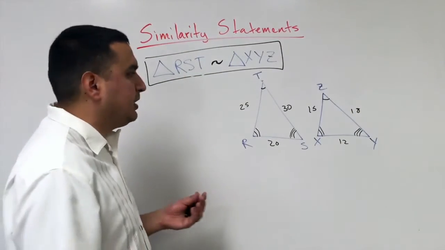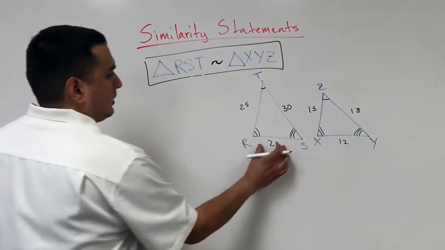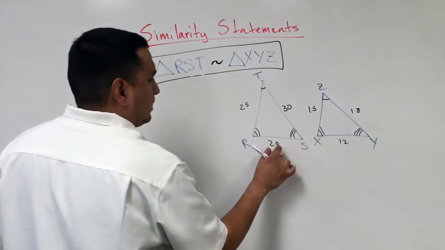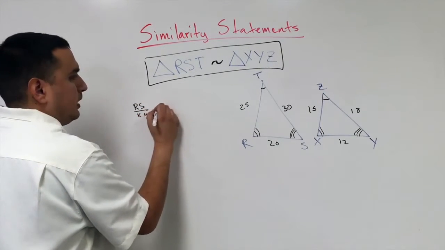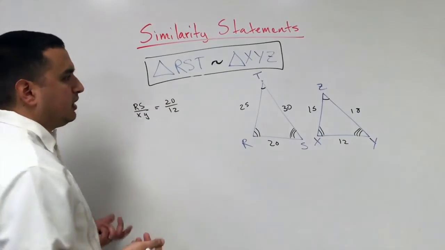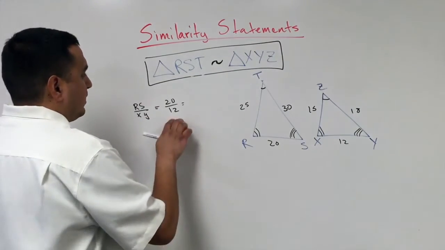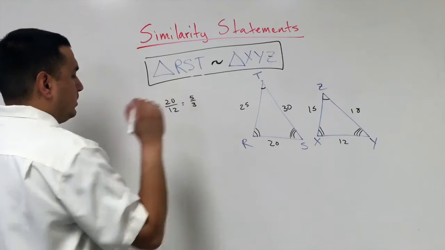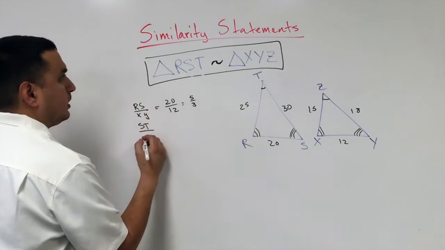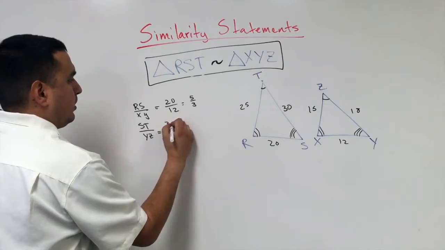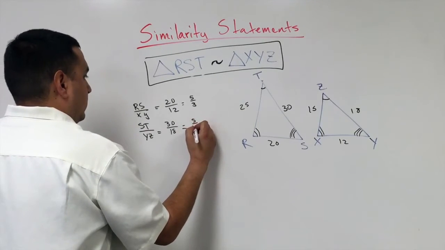Now, because they're proportional, what that means is that I could set up some ratios. So RS over XY, that's 20 over 12. If I reduce this, divide by 4, that's going to give me 5/3. So if I take, say, ST, which is 30, so I'm going to do ST over YZ, that's going to be 30 over 18. If I reduce that in lowest terms, I'm going to get also 5/3.